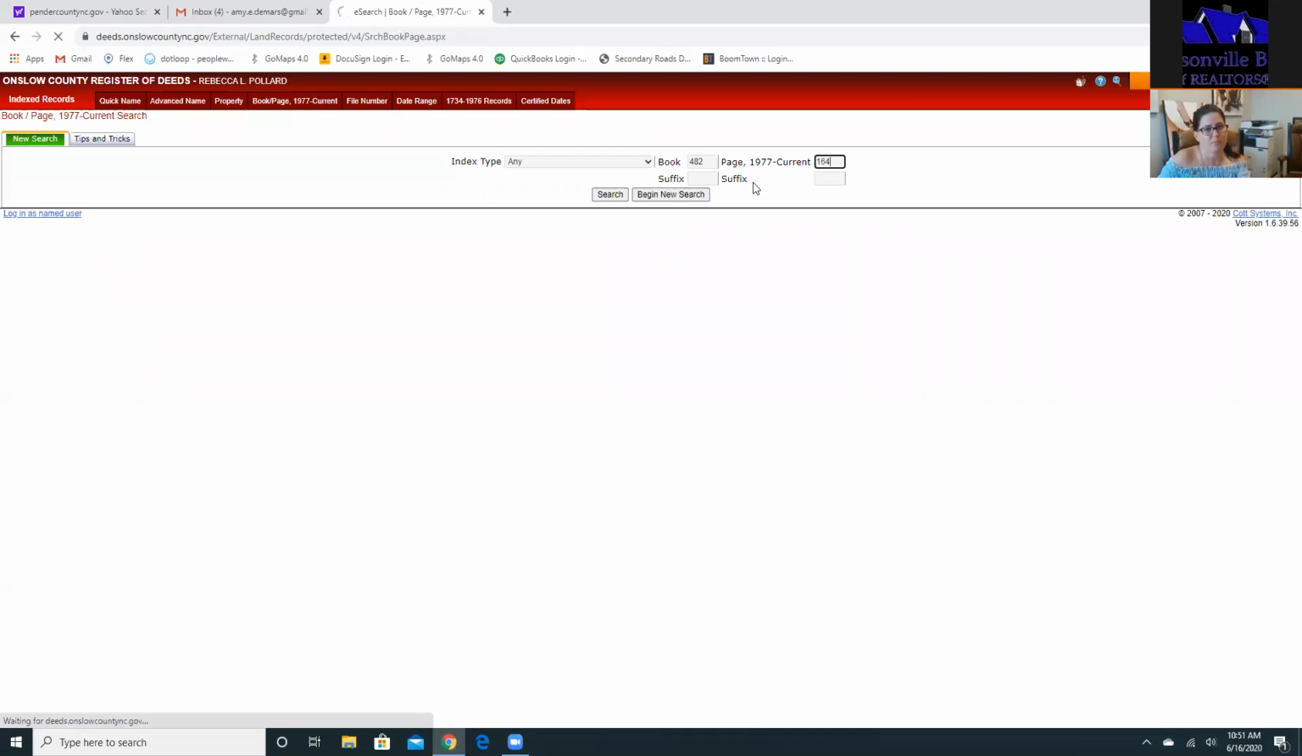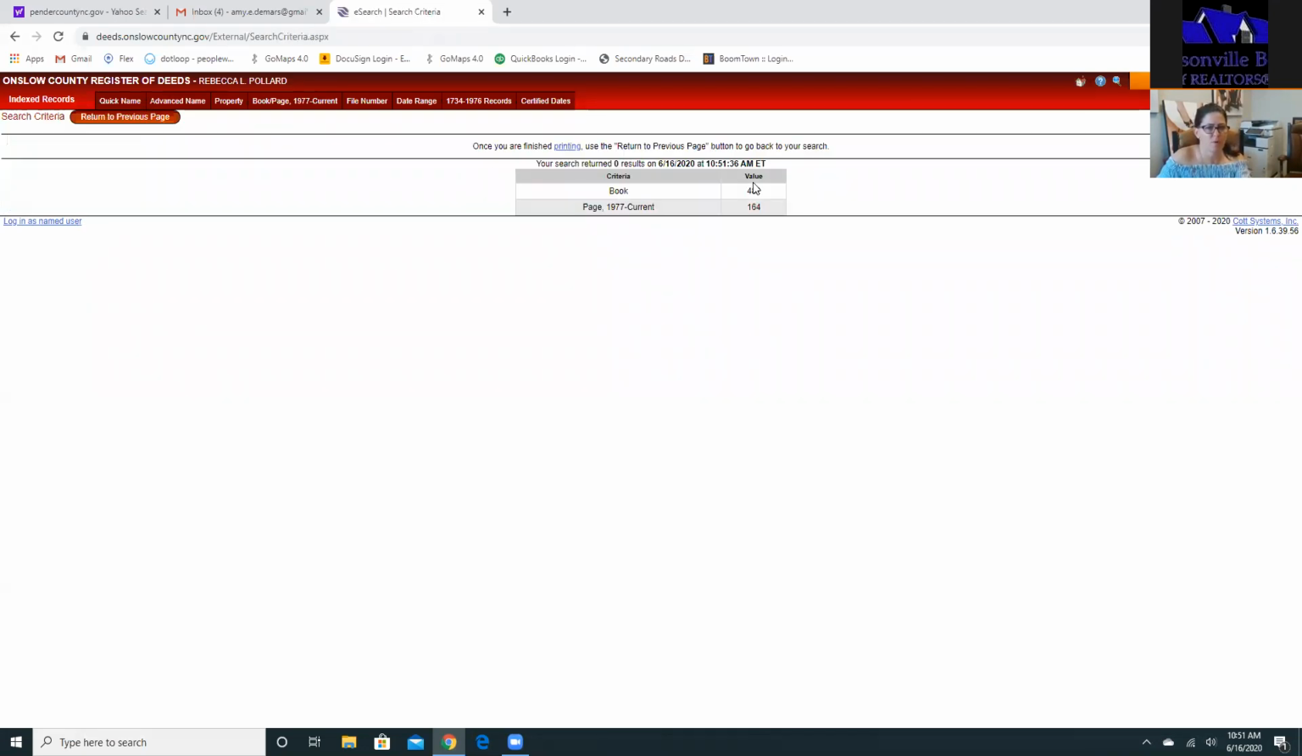482-164. And I'm supposed to be looking for restrictive covenants in Tanglewood. Okay, nothing came up. And then I started thinking, okay, well, my house, the house that I'm looking at in Tanglewood, was built in 1972. 1977 to current, and the ones before that.